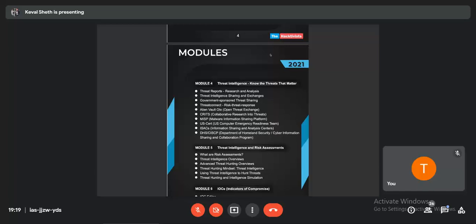Now this was just an example of a malware attack. There might be a phishing attack, there might be some type of vulnerability exploitation attack. For every attack, there will be a specific list of indicators which can tell us that that particular system has been compromised.